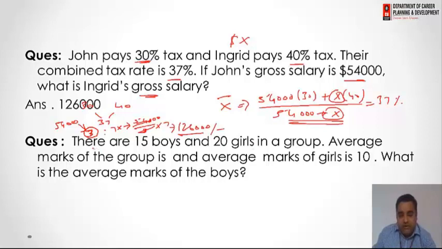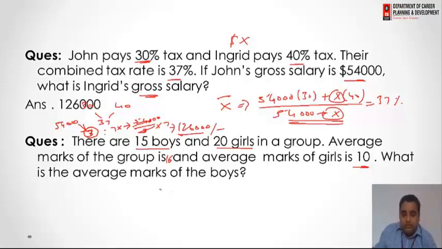The next thing we have: there are 15 boys and 20 girls in a group, and the average of the group is 16 and the average marks of the girls is 10. What's the average marks of the boys?